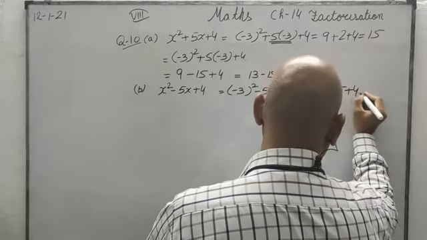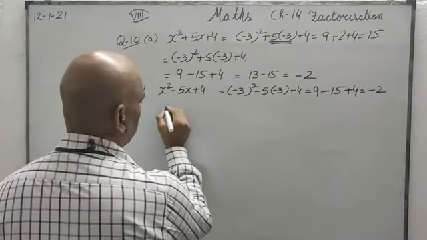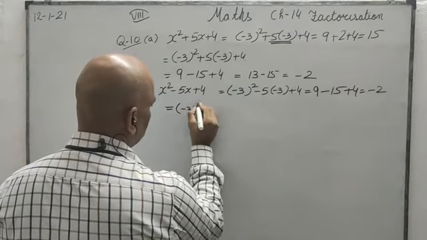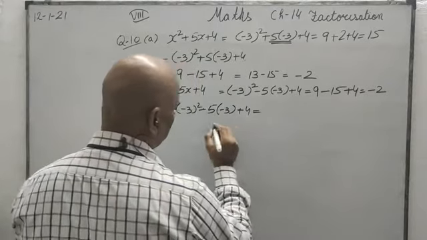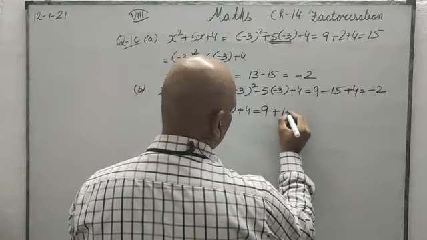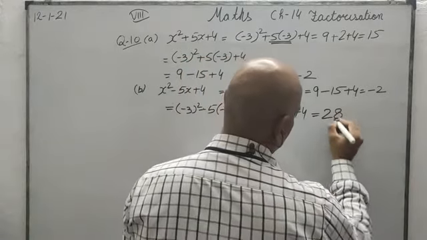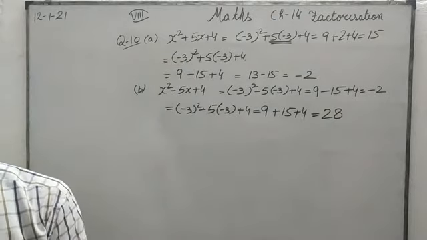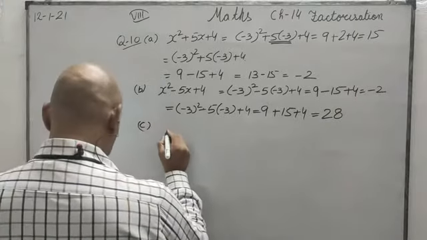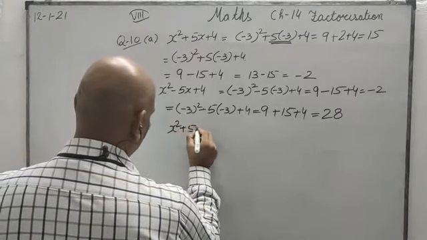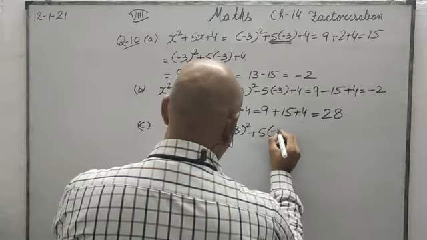which he has written as minus 15 plus 4, and according to him the answer is minus 2, while the correct answer will be something else. What will be the correct answer? Minus 3 square minus 5 into minus 3 plus 4, these will be multiplied, so 9 plus 15 plus 4. So 9 plus 4 is 13, 28 must have been the answer while it is written as minus 2. Then the next question, C part of it, is x square plus 5x. Here he has substituted minus 3, 5 into minus 3.